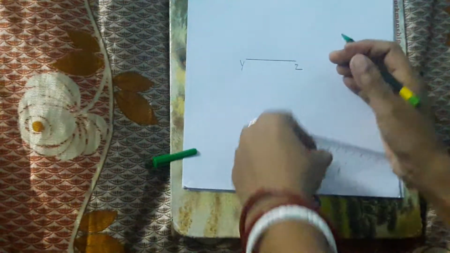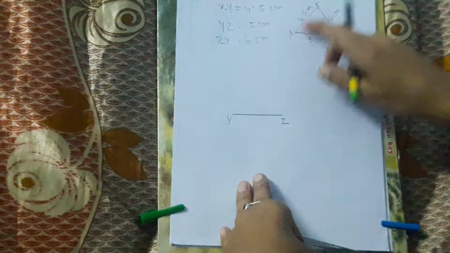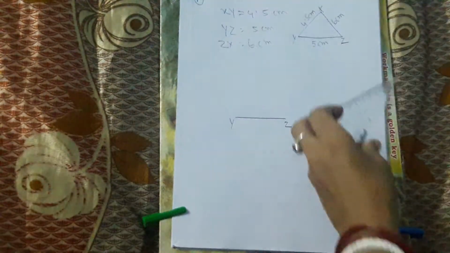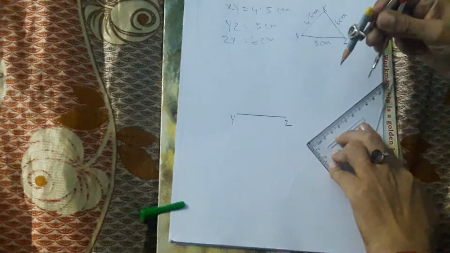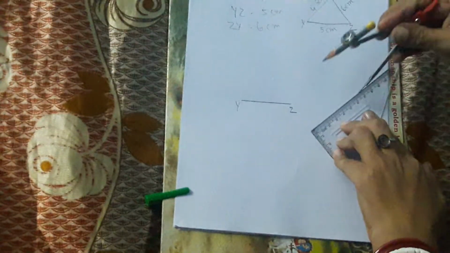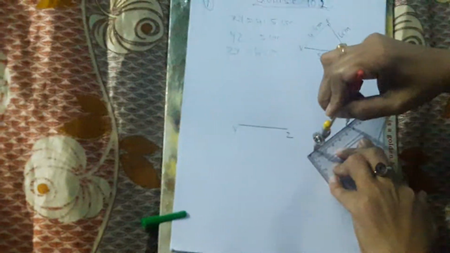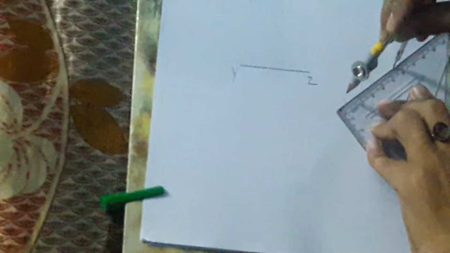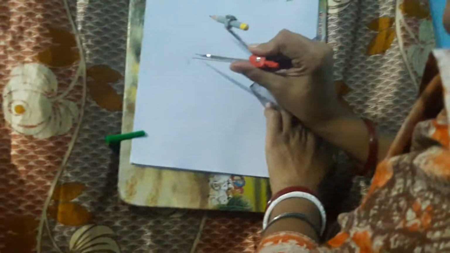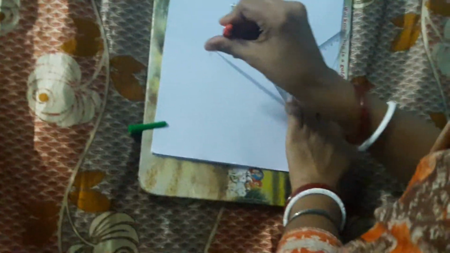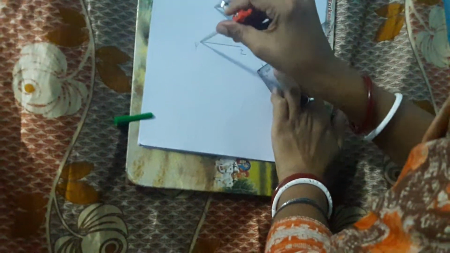Now another side, first one, that is XY, it will be 4.5 centimeter. How will you take it? Put the compass and take the measure of 4.5 centimeter on your scale. It should be perfect, otherwise you will not get the exact measure. So set it properly. Now I will take an arc of 4.5 centimeter.